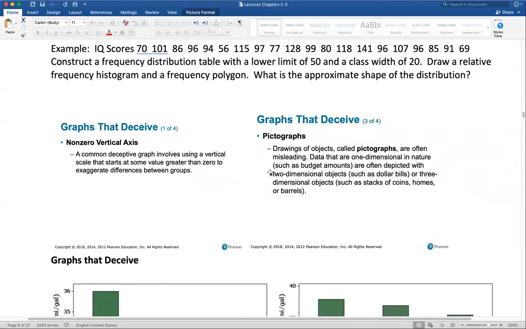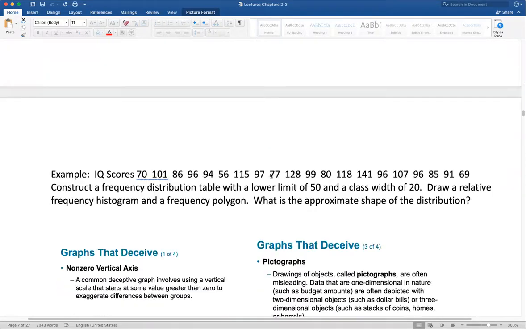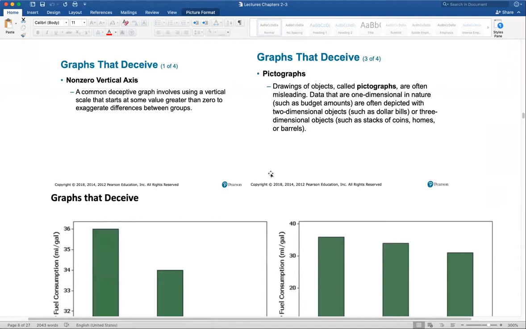Okay, so now next one is about the... give me a second. We're gonna talk about graphs that deceive. So the first one is a non-zero vertical axis. Second one, pictograph. Sometimes when you look at the newspaper or article showing the graph of data, maybe that graph doesn't represent the data correctly, fairly, to deceive customers or readers.